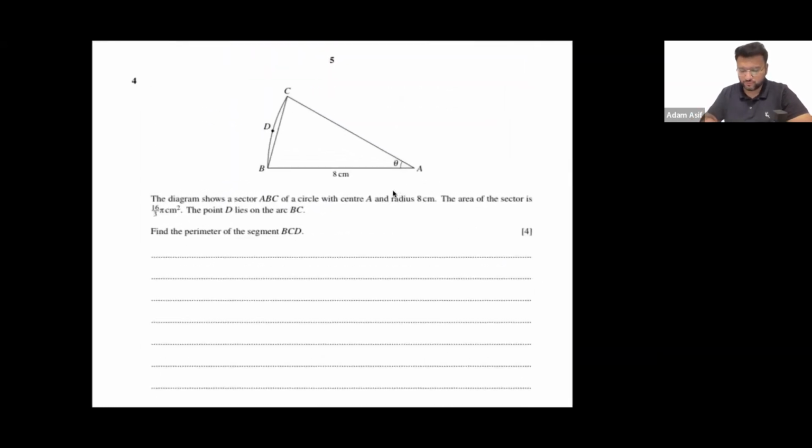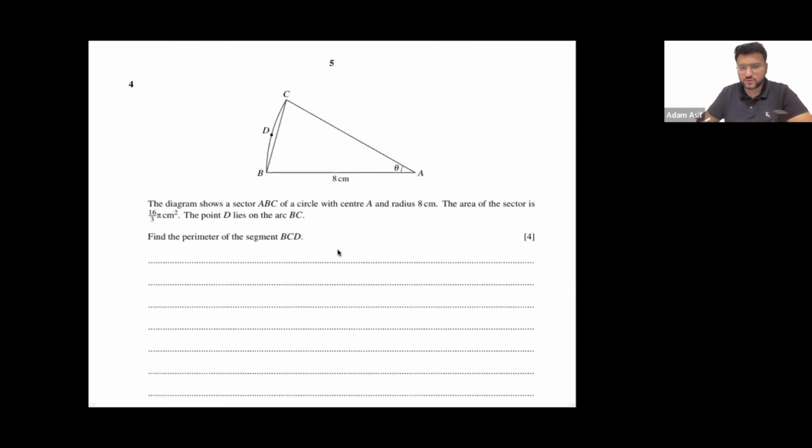Question number 4. The diagram shows a sector ABC of a circle with center A and radius 8. The area of the sector is 16 pi upon 3. The point D lies on the arc BC. Find the perimeter of the segment BCD. So we need to find this arc length and add it to the length BC to get the perimeter. First we need to figure out this angle. We do have the area of the sector.